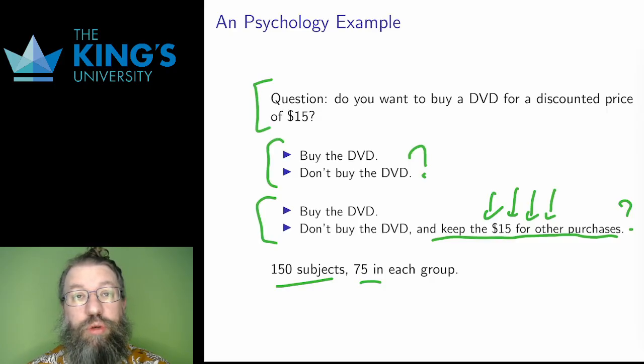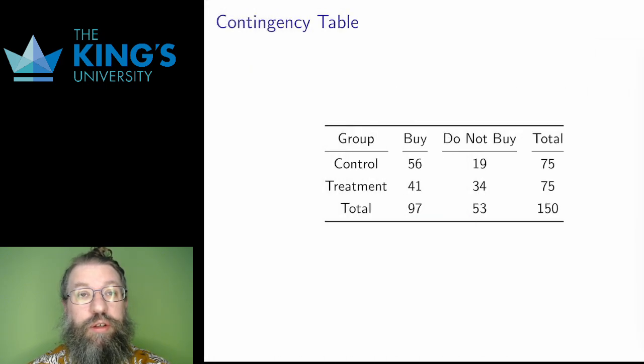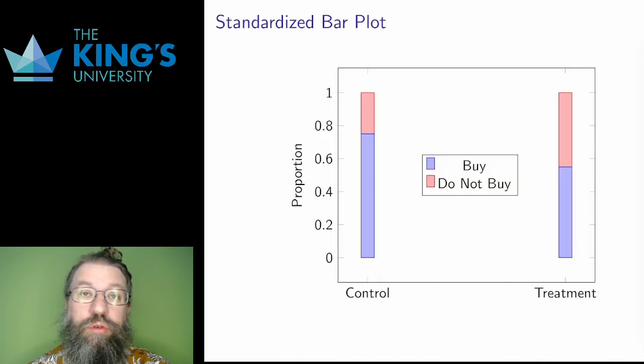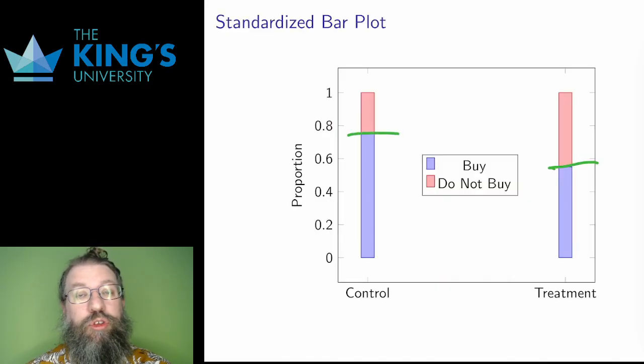This is a controlled trial, so it is a difference in proportions. What percentage of the control group chose to buy, what percentage of the treatment group chose to buy, and what is the difference in those percentages? Here's the data, presented as a contingency table. More subjects in the control group bought the video, and more in the treatment group, when reminded about the opportunity cost, declined to buy the video. I could also use a standardized bar plot to demonstrate that difference.